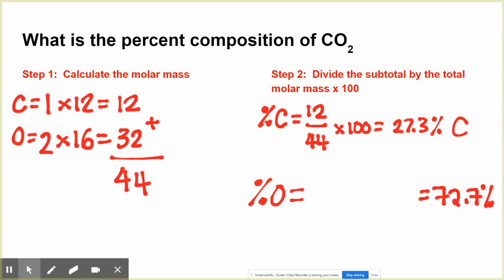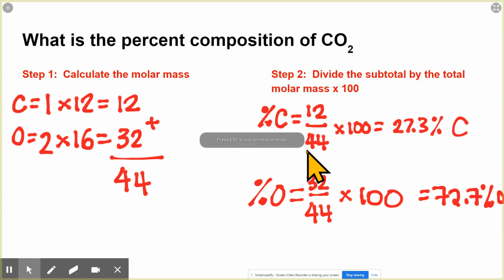And how did I get that 72.7%? Again, remember, when you add these two up, it should equal 100. So you can just get 100, subtract 27.3 from it, and you get 72.7. But if you wanted to calculate it, it still follows the exact same way. Subtotal, which is 32, divided by our total, which is 44, then multiply by 100, and you should get 72.7 right there. All right, very good.